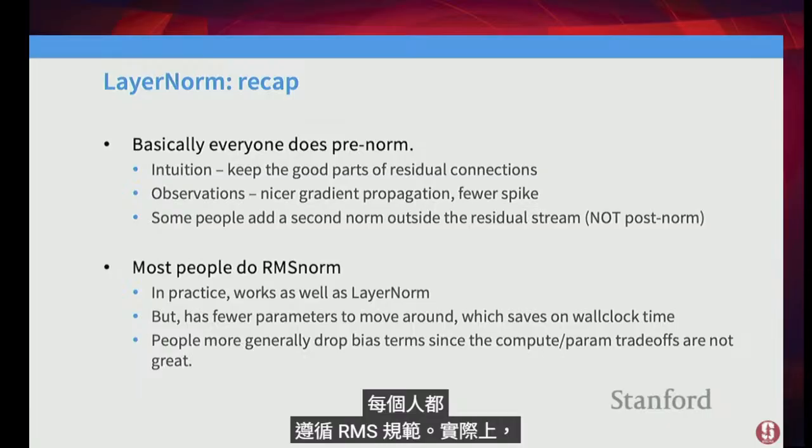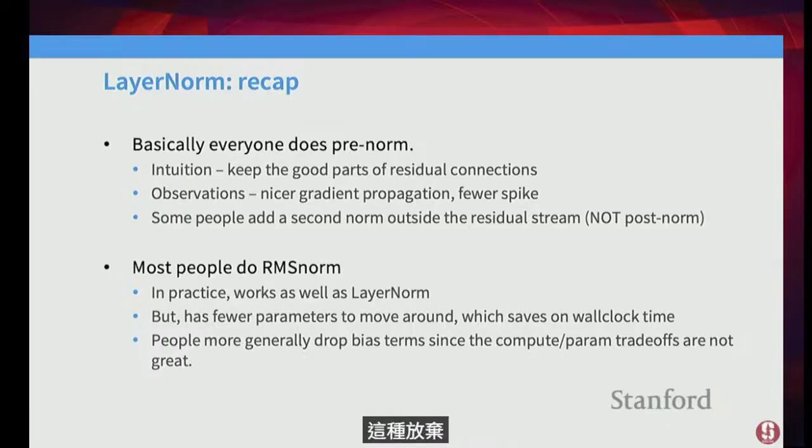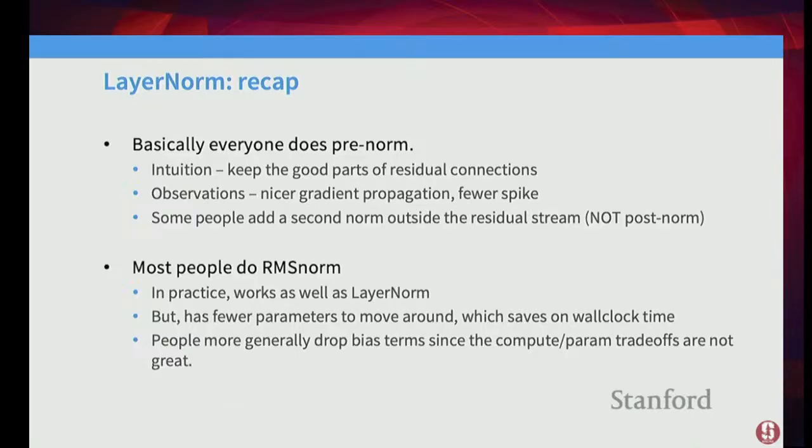Basically, everyone does pre-norm, or at least they do the layer norms outside of the residual stream. That's kind of the iron rule, right? You get nicer gradient propagation, you get much more stable training. It just doesn't make sense to do it the other way. Most people, or almost everybody, does RMS norm. In practice, it works almost as well, has fewer parameters to move around, and this idea of dropping bias terms just broadly applies. A lot of these models just don't have bias terms in most places.